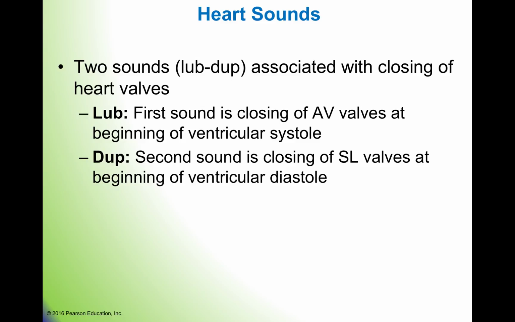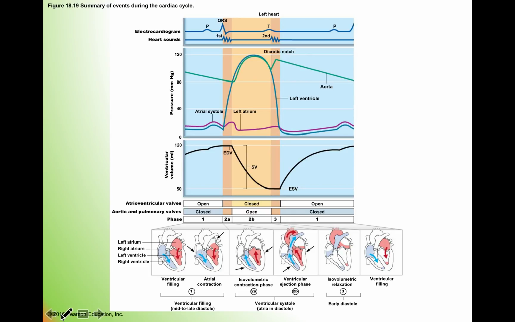Now we know that there are two sounds, lub, dub. So let's take a look and associate that with the cardiac cycle. On the top line, what you have is an ECG: P wave, QRS complex, and T wave. Right here, what you see is the lub sound of your heart, and this is the dub part of the sound. So AV valves closing, semilunar valves closing.